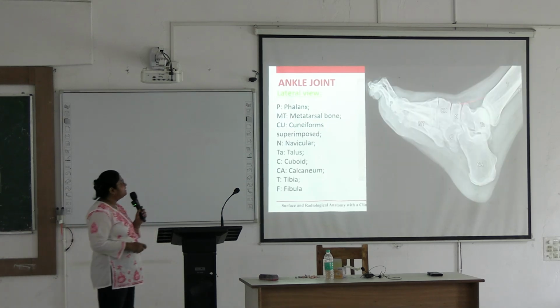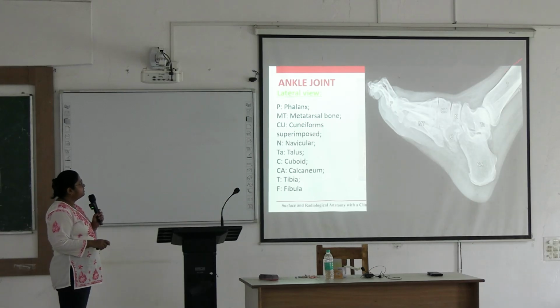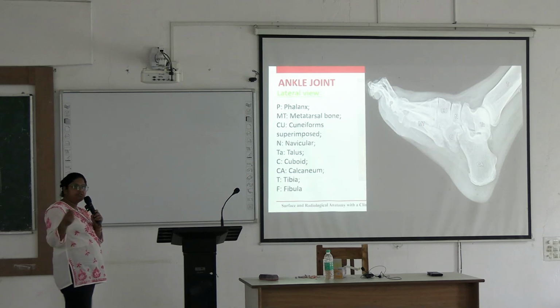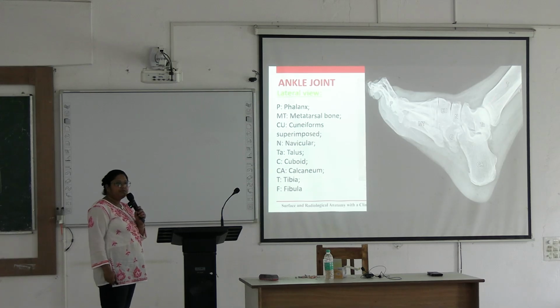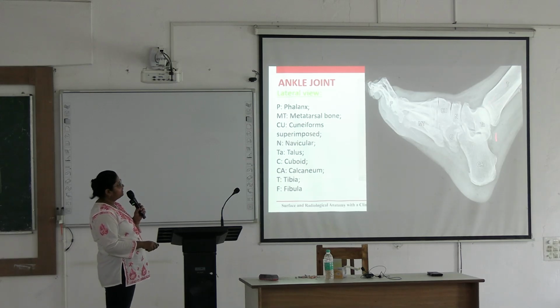Next we are going to the lateral view of the ankle joint. So this is the lateral view. This is the lower end of tibia and fibula forming the tibiofibular mortise articulating with the talus. See, this is the superior surface of talus articulating with the tibiofibular mortise, and here is the ankle joint. This is the head of talus.